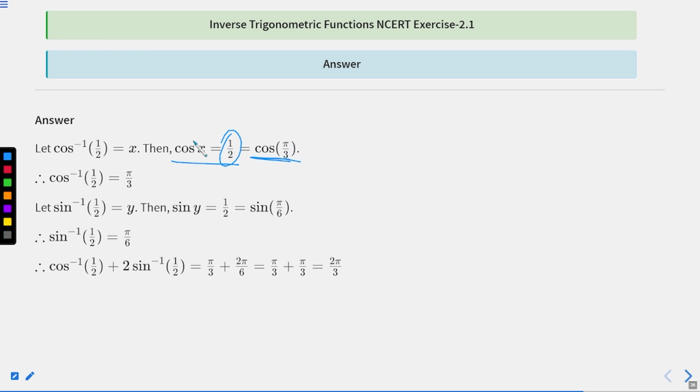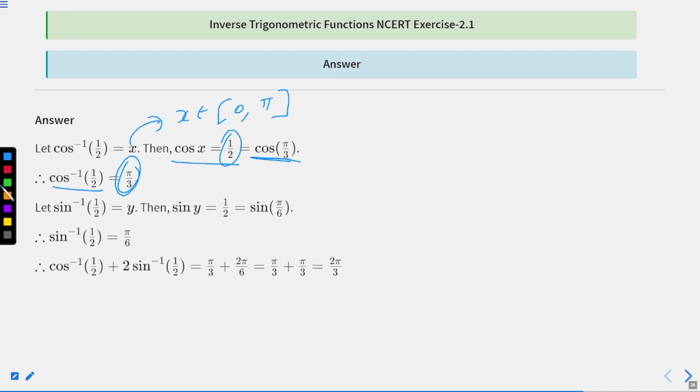Okay. Now x is what? Pi by 3. Does this x belong to, and we know from this that x must belong to the closed interval 0 to pi? Does this belong to the closed interval 0 to pi? Yes, indeed. So this means that my principal value for this is pi by 3.